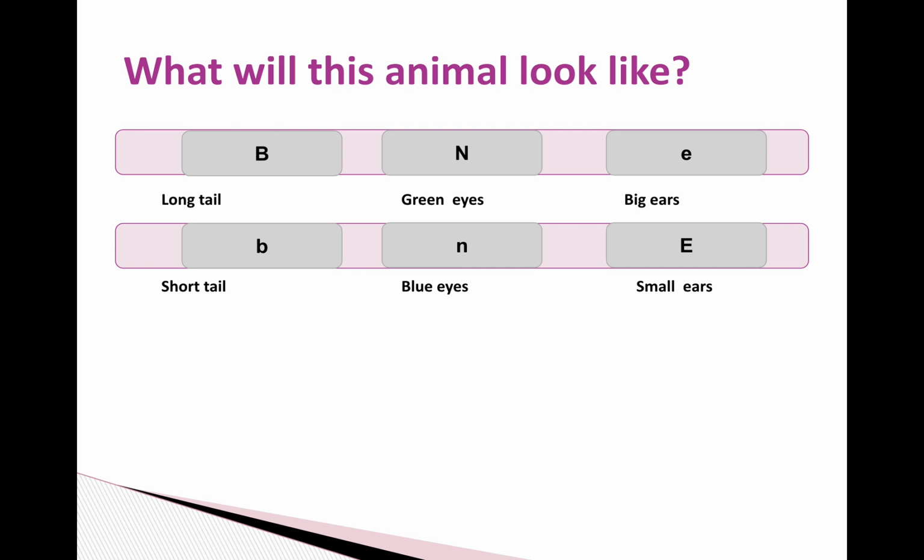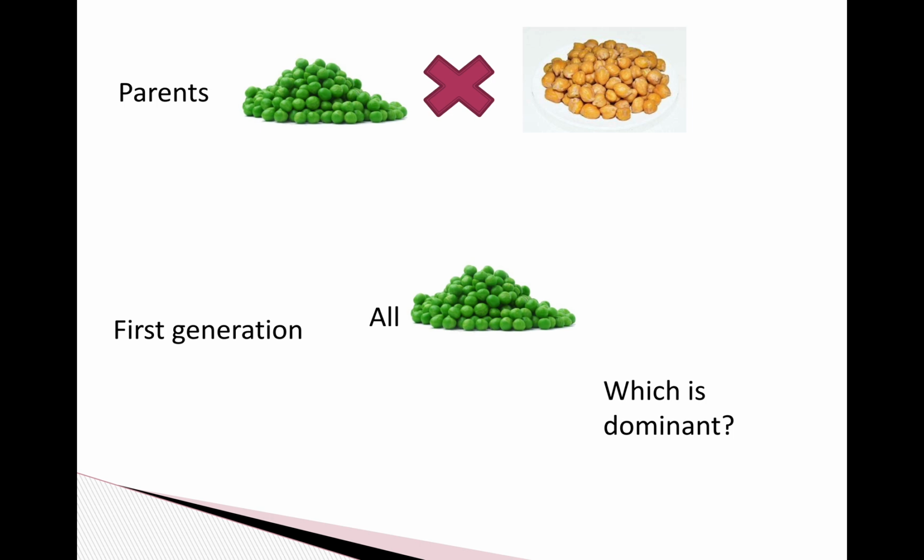So this animal, look for the dominance of the capitals. So capital B stands for long tail, so it'll have a long tail. Capital N stands for green eyes, so it'll have green eyes. Now the next one, the first one's a small letter, so look down for the big letter, they'll have small ears. So this one would be long-tailed, green-eyed, and small-eared, because the capital letters are the ones that dominate.